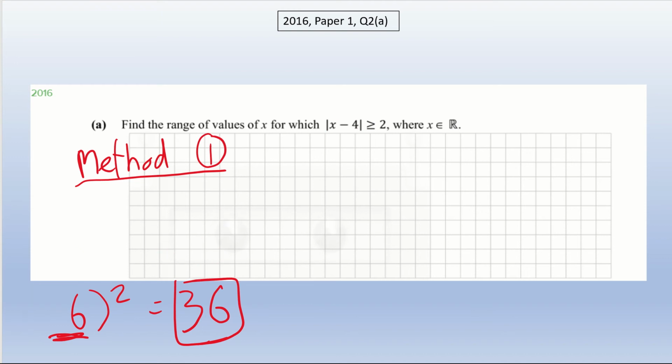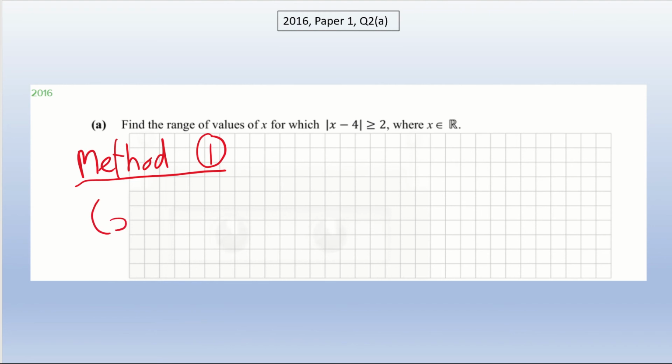So I'll just get rid of my rough work here. My first line is going to be x minus 4 squared is greater than or equal to 2 squared. So all I've done is square both sides. Now if I square both sides, you've officially counteracted what the bars are doing. And your job now is just to tidy this up.